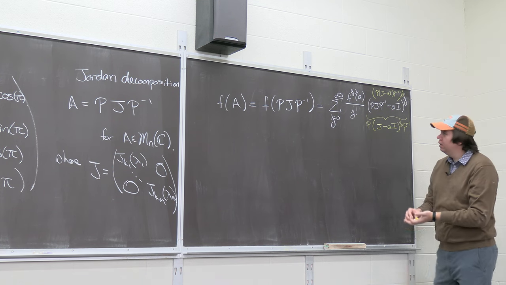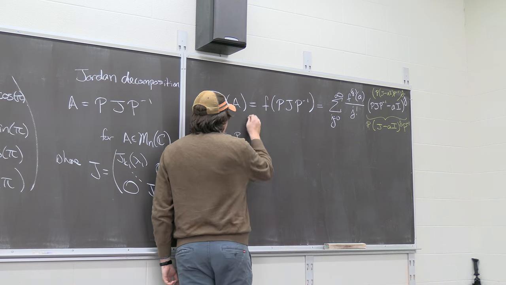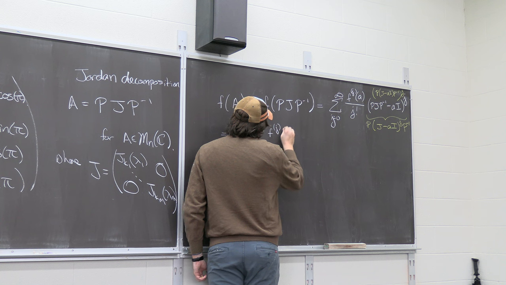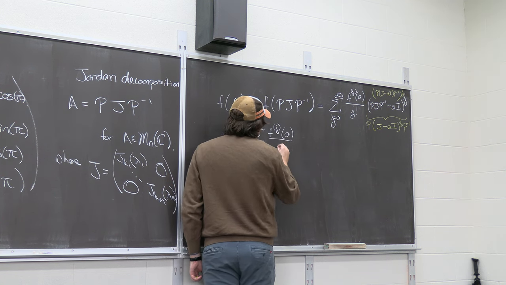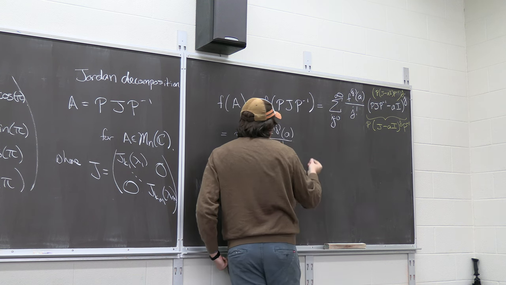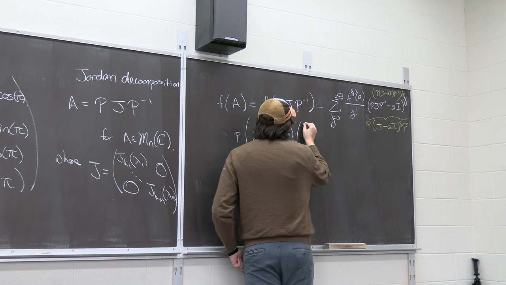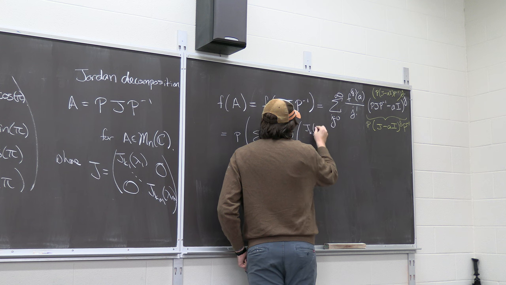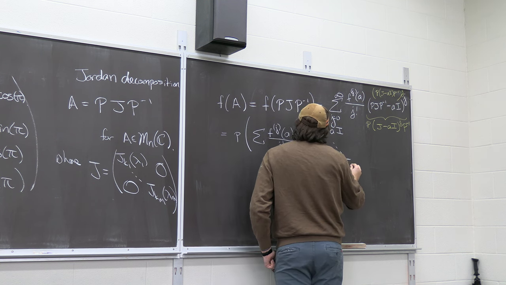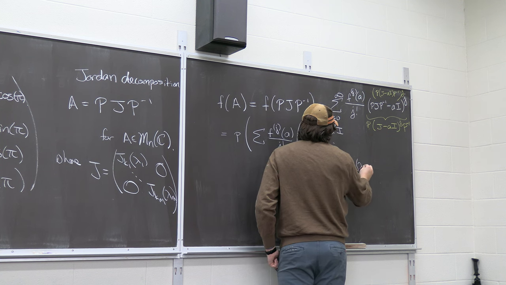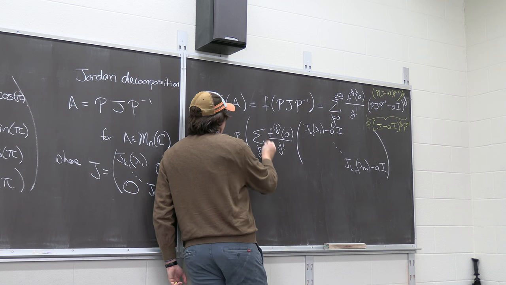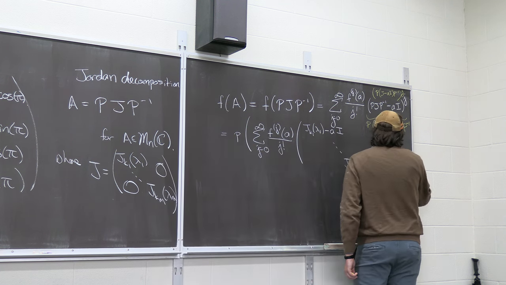And then this is just a scalar, so I can rewrite this as P times, bringing the scalars inside, the sum of the jth derivative of f evaluated at a, divided by j factorial, times this matrix J minus aI, which let me write as a matrix. So J minus aI would be your first block up here minus a copy of aI, down through your last block down here minus a copy of aI, where j goes from 0 to infinity, and then that whole thing times P inverse.